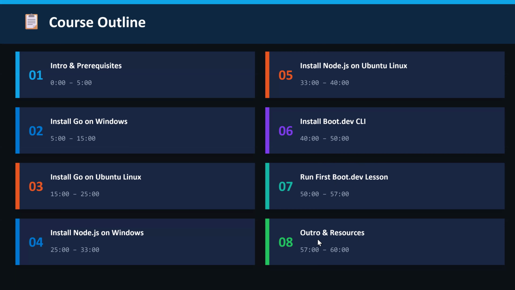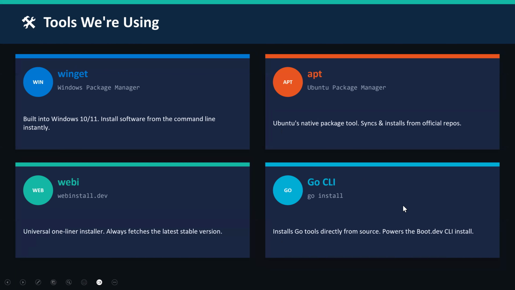And then the outro and the resources. I'll show you what resources are available on MyWebUniversity.com, for example Node.js or Go language documentation, or any other programming language, Ruby, Java, C, C++, Python, anything.